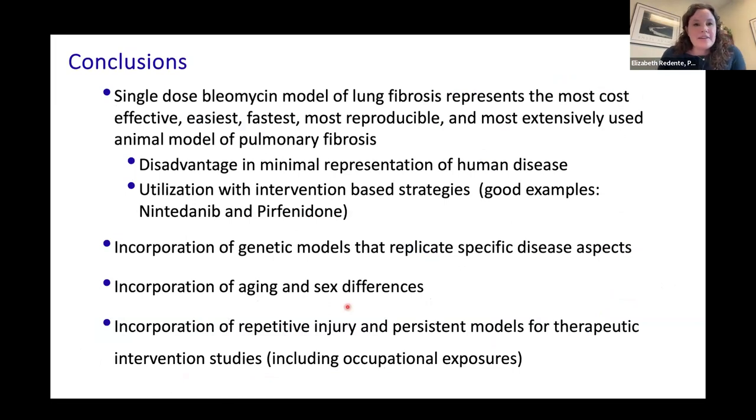So in conclusion, the single-dose bleomycin model of lung fibrosis really does represent the most cost-effective, easiest, fastest, most reproducible, and most extensively studied animal model of fibrosis. So it absolutely has its place. But there are disadvantages in its minimal representation of human disease, namely the histopathology and its ability to resolve on its own. But we do need to remember and recognize that this model has been used to develop the two therapies that are currently used for IPF, nintedanib and pirfenidone. So it absolutely has its place.